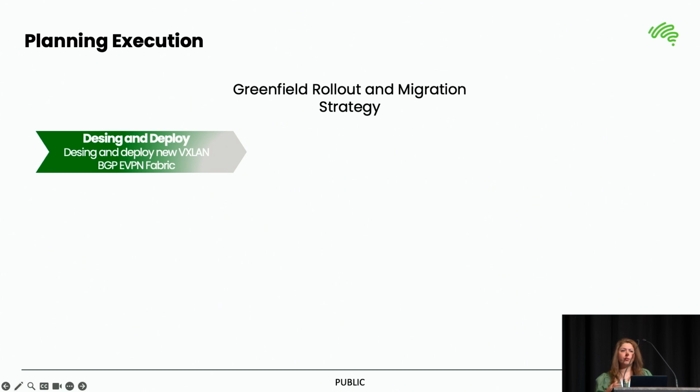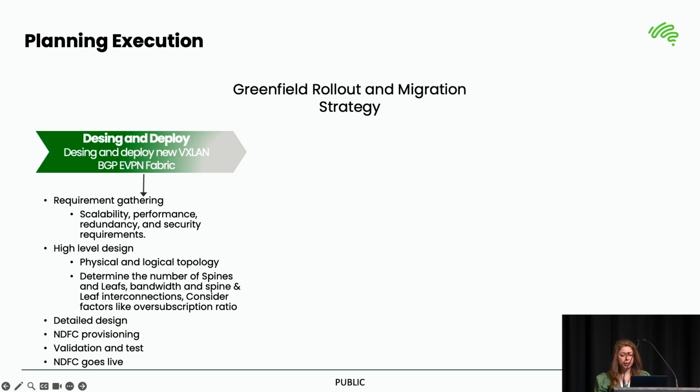Physical and logical topology, how many leaf and spine switches we are going to use based on our requirements, bandwidth and interconnections. We try to calculate required bandwidth and design spine and leaf interconnections, considering factors like oversubscription and contention ratio. Following the logistics phases, we proceeded to the detailed design stages.